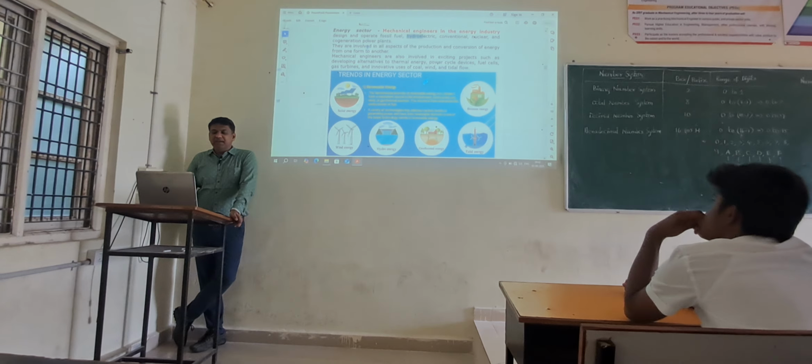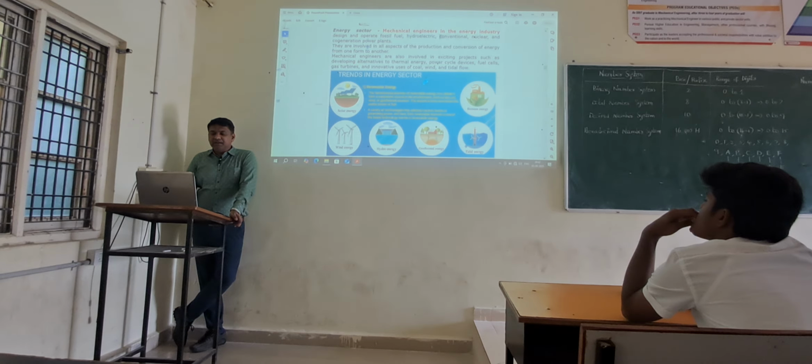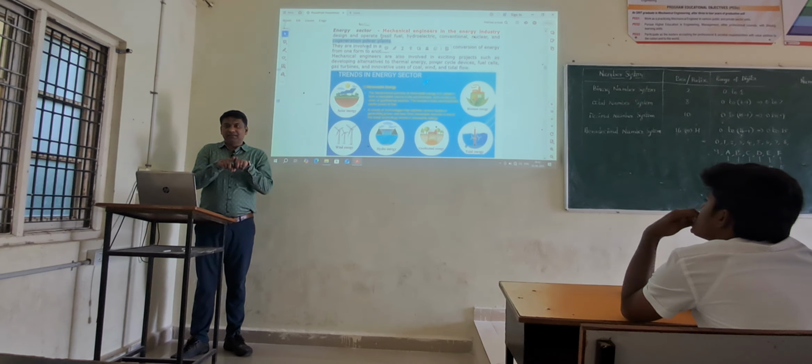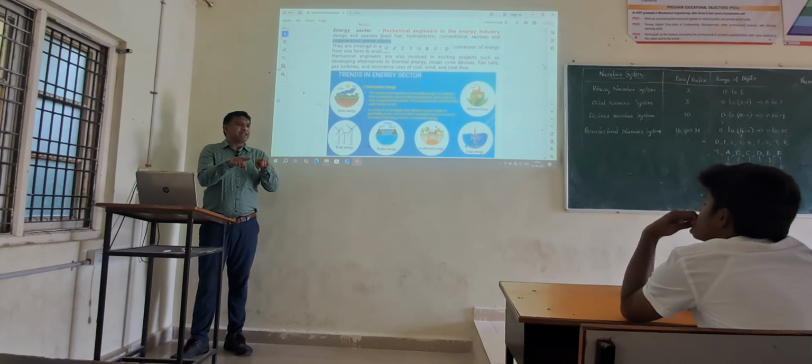And also hydroelectric power plants, conventional power plants, nuclear power plants, and cogeneration power plants. What does cogeneration of power plants mean? It means a combination of power plants, combining two power plants. For example, a steam power plant can be combined with a gas turbine power plant.